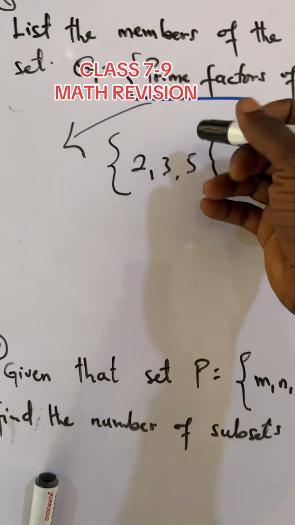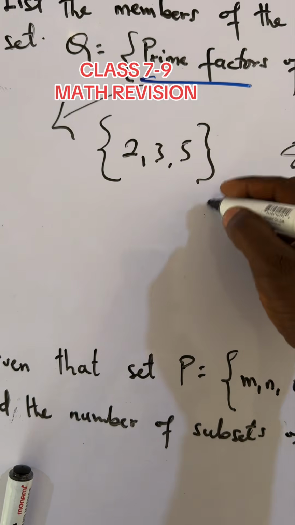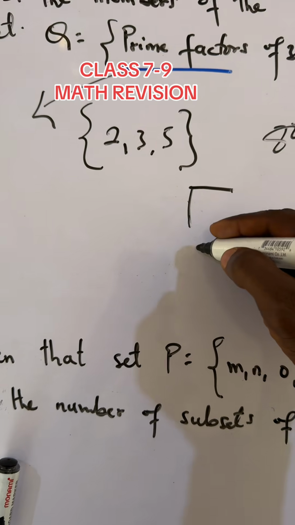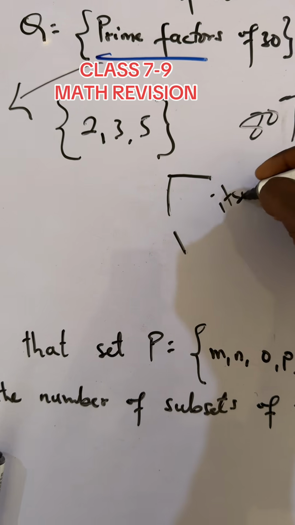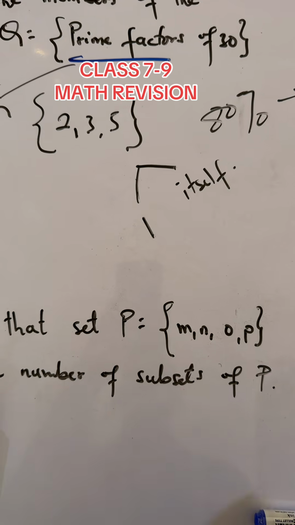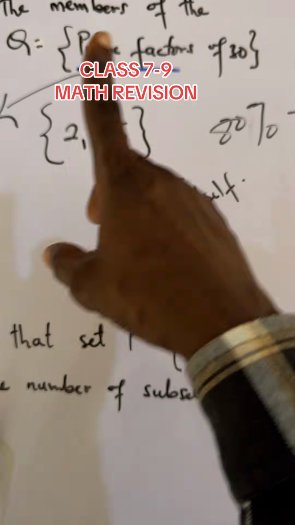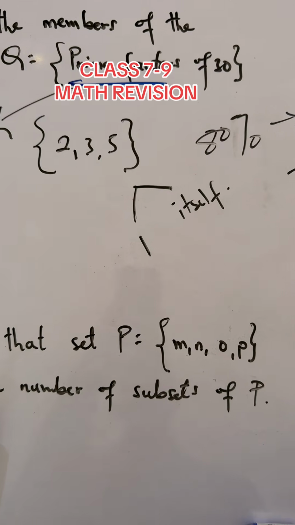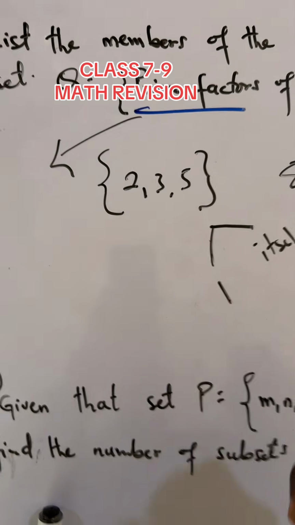So when they say a prime factor, if you pick any number, that number should be divisible, or you can divide that number, by 1 and itself. I believe you know this thing. So I will break it down: 1 and itself. If that is the case, then I'm going to call that number a prime number. Is that okay? So now let's see how to get the prime factors of 30.